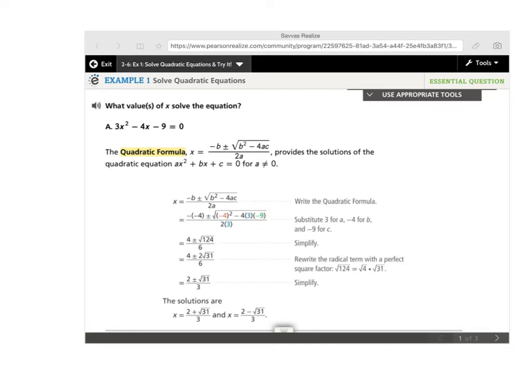One is 2 plus root 31 over 3. One is 2 minus root 31 over 3. That's it. Okay? Again, as you can see, lots of calculations. As long as you know the formula, it's all substitution and then simplifying.